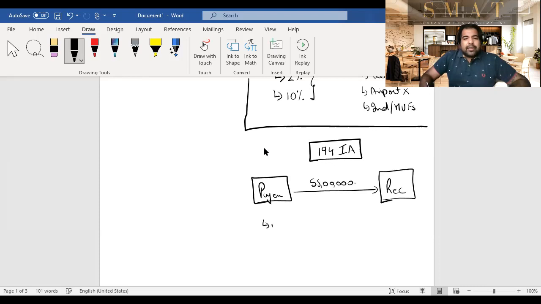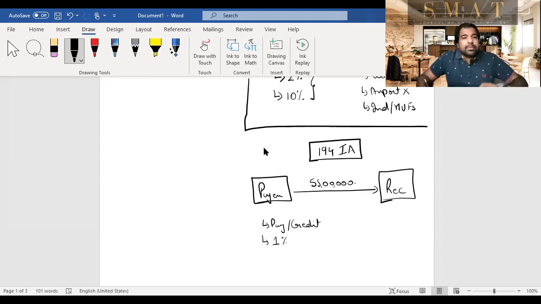Again, the same thing, guys. At the time of payment or at the time of credit, whichever is earlier, you need to deduct 1% only. Why such a small amount? Because here, guys, the government just wants to know who's buying such properties and who's selling such properties. So it's more like a formality.